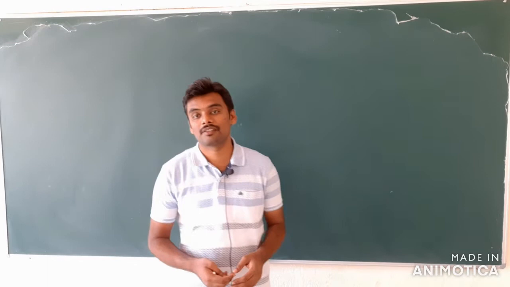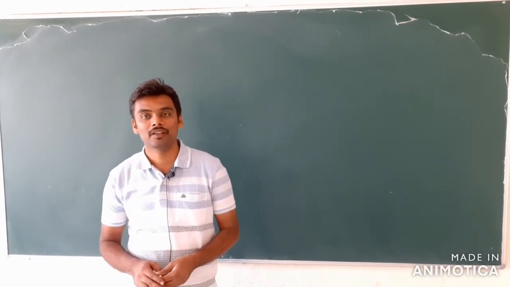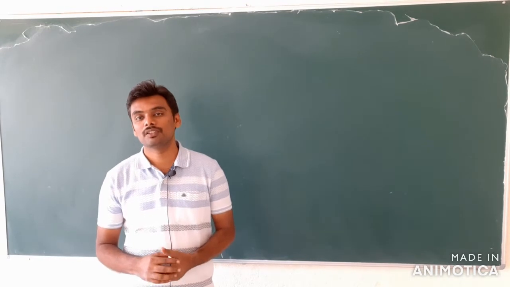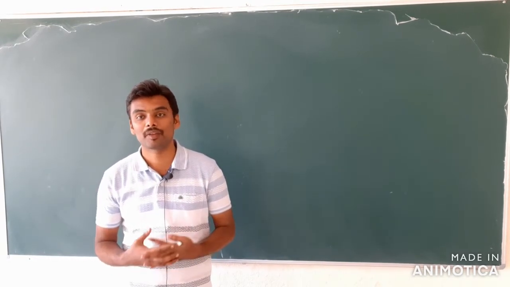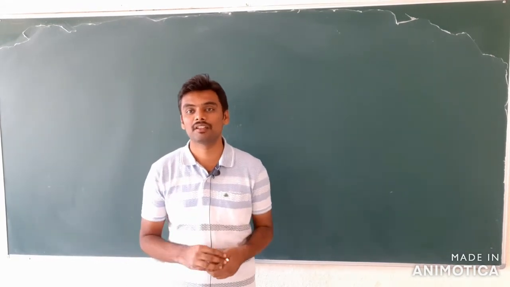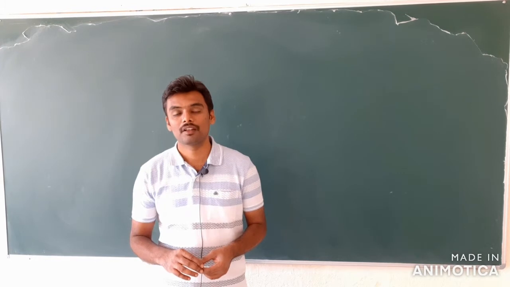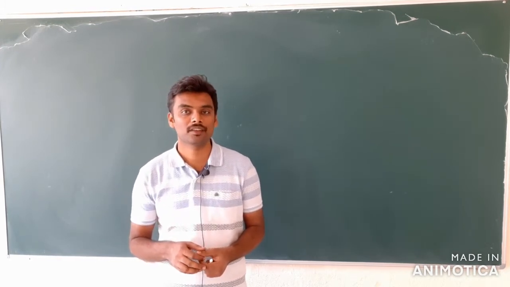So as we discussed in the previous chapter, moving charges and magnetism, when current flows through a conductor, it acquires magnetic property. What is that magnetic property? It can attract lighter materials of iron and it can produce magnetic field around it.